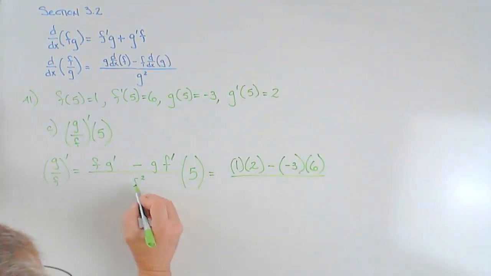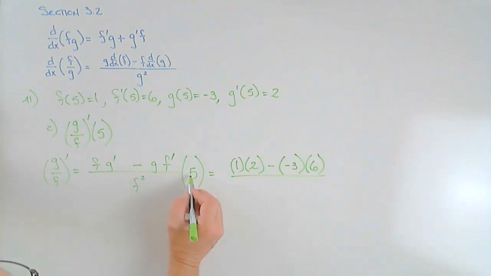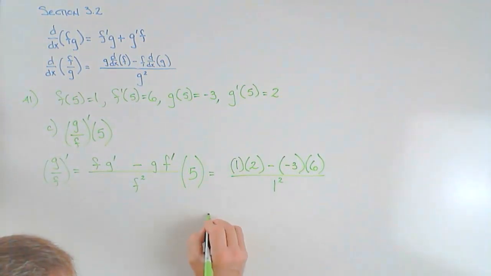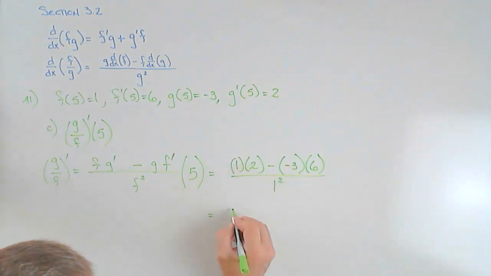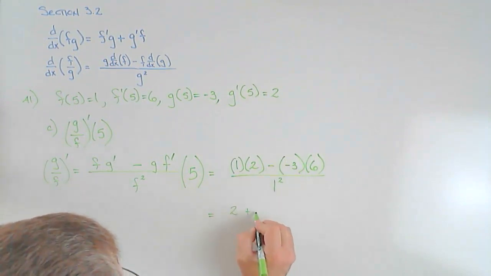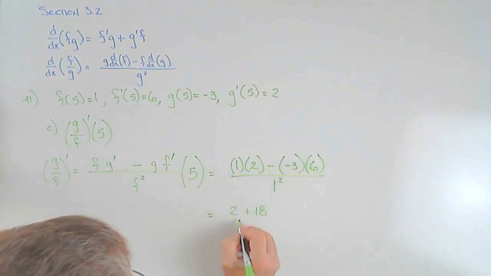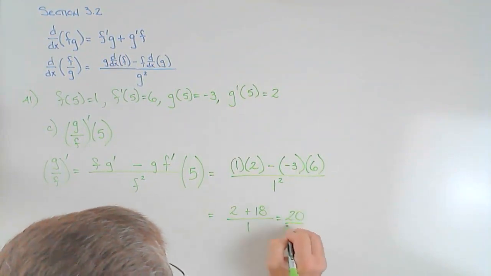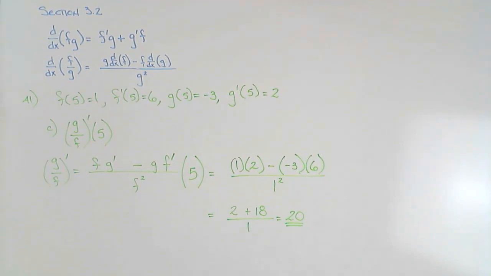And now the denominator is going to be F at 5. F at 5 is 1. And we have to make sure we square that. And now we just have arithmetic. 1 times 2 is 2. Negative times negative is positive. So that's plus 18, 3 times 6. And on the bottom, we have 1 squared, which is 1. So our answer is 20. All right, so now you can try A and B.